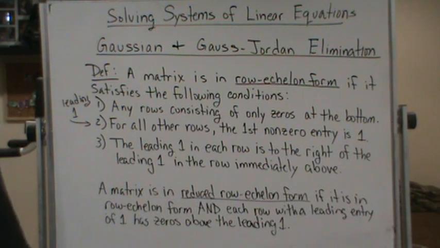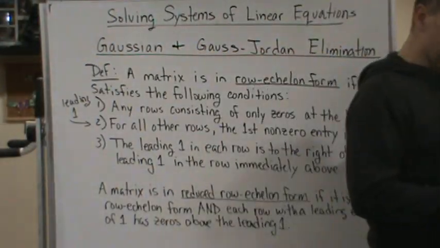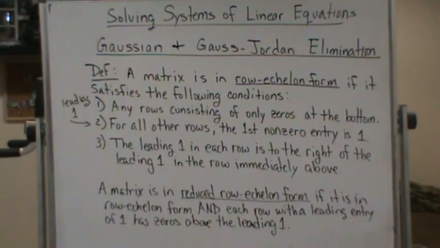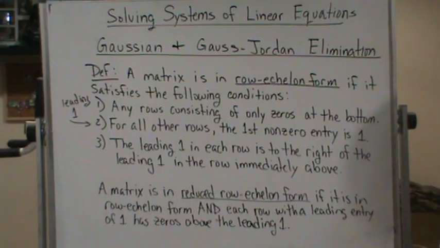All right, welcome back. So now we're going to talk about elimination processes, and there are two of them we're going to talk about. One is called Gaussian elimination, and the other one is called Gauss-Jordan elimination. But before we talk about that, we need to introduce a couple of definitions.